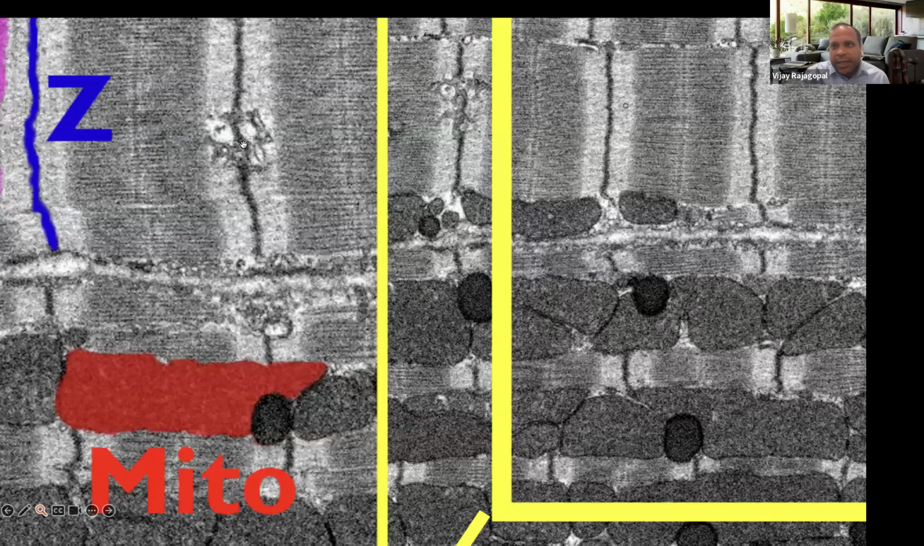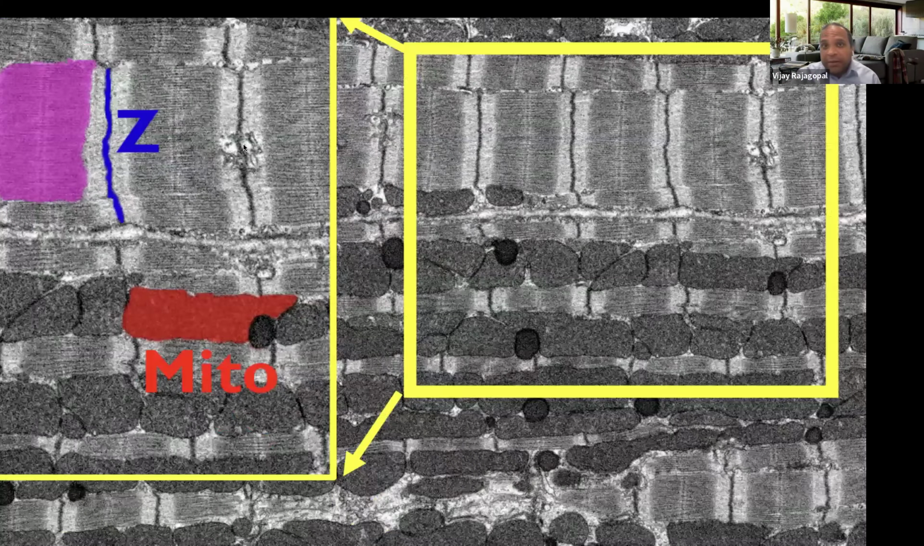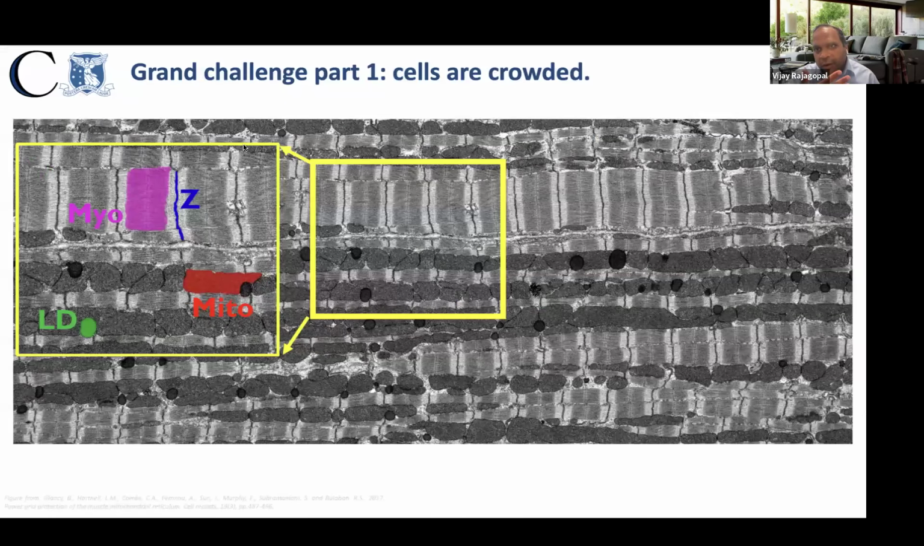This is your dyad, which is the localized microdomain in the muscle cell that releases calcium for every heartbeat. So there are lots of different components, and they're really juxtaposed against each other, making it quite a challenge for image segmentation algorithms to resolve.